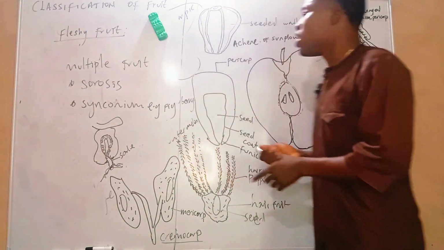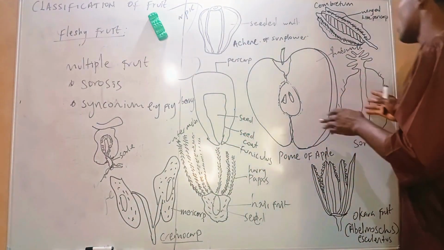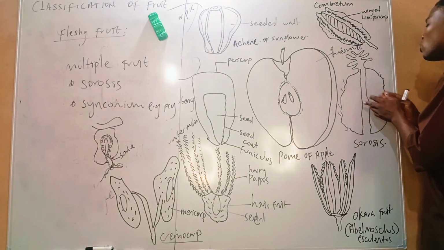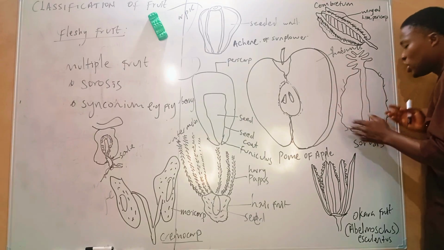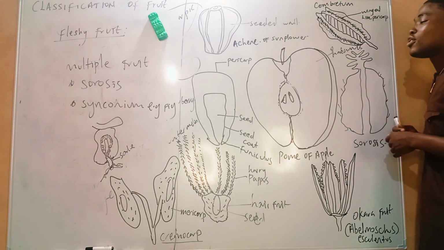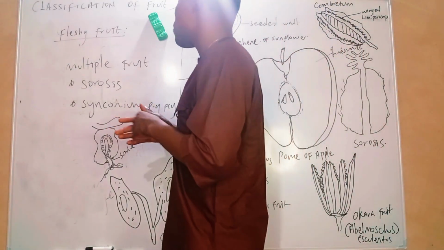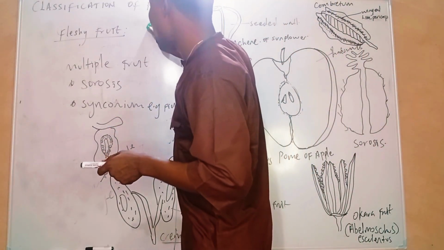So that's the difference between synconium and psoriasis. In synconium, the fruit forms a hole inside the receptacle, but in psoriasis, there's no hole inside the receptacle. It just has a fleshy receptacle which is edible. So that's the main difference between synconium and psoriasis.